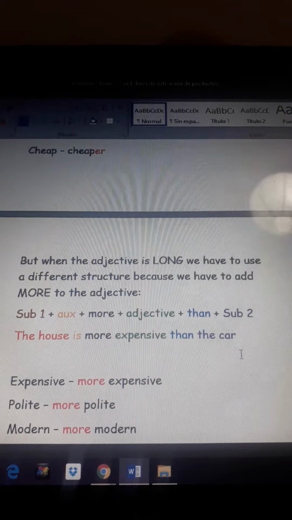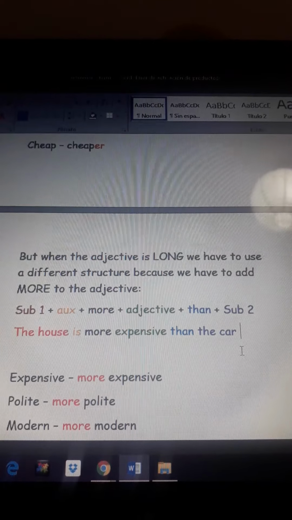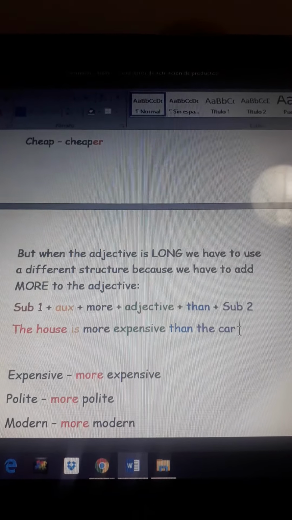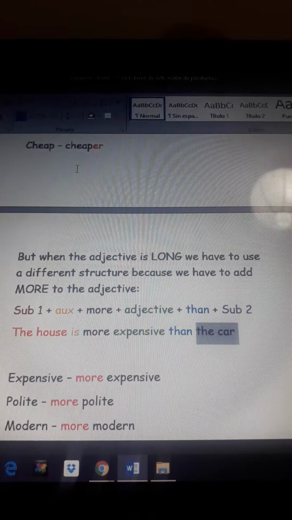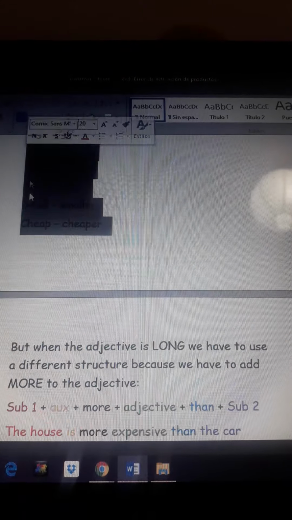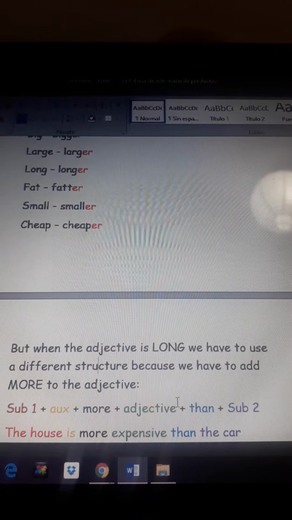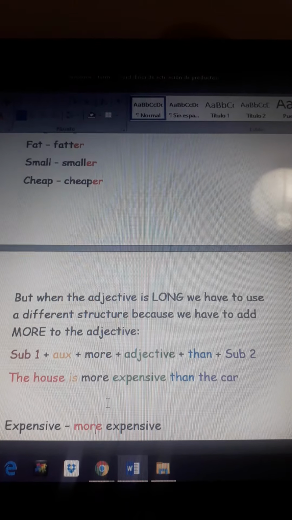Even though we can say it in the other way, we have to use another adjective. The car is cheaper, in this case cheaper, than the house. But we are not using more.